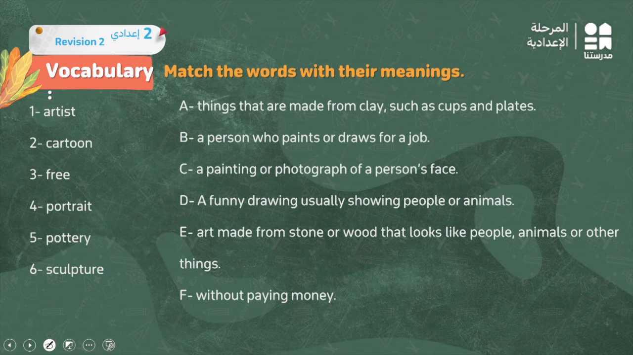So let's have now a quick look at the definitions. Things that are made from clay, such as cups and plates. Of course, this is one of those words, but let's try by this column first. Artist. Where is the artist here? Artist is a person, okay, here, it's B, who paints or draws for a job. يعني بيمثل أو بيغني أو بيرسم. This is the artist.